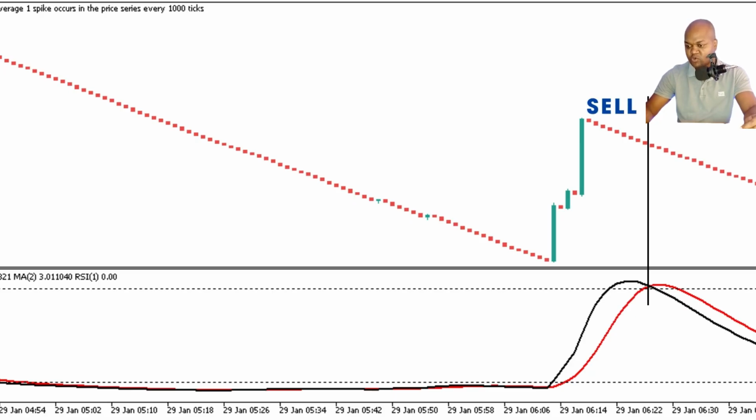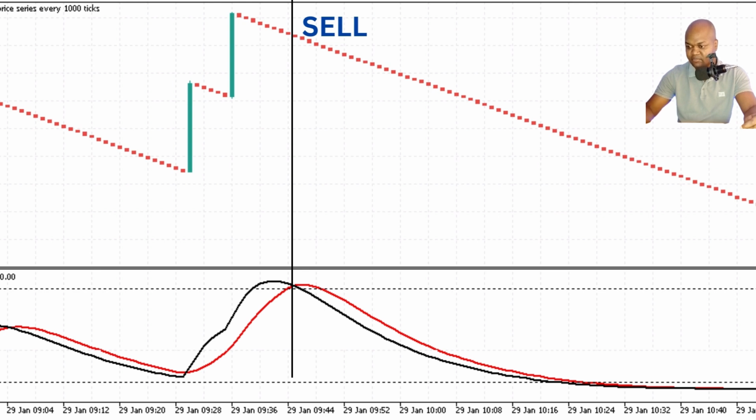We have the crossing above the 85 level of the RSI. We're going to sell and get our 8 candles. Another example again in Boom 1000, where we have the crossing above the 85 level of the RSI, and we could get our 8 candles without any spikes.